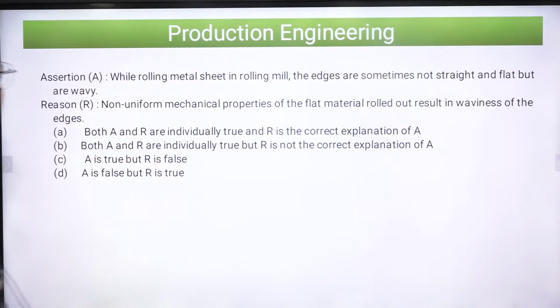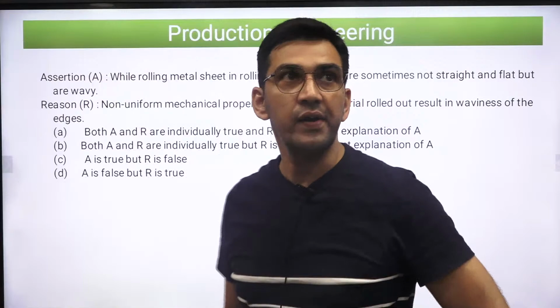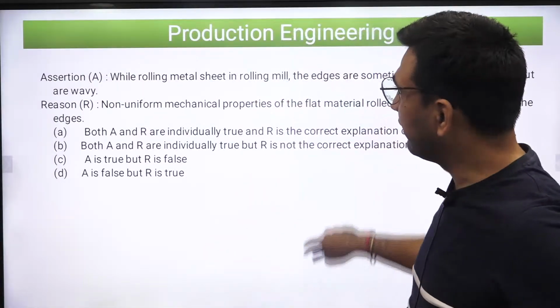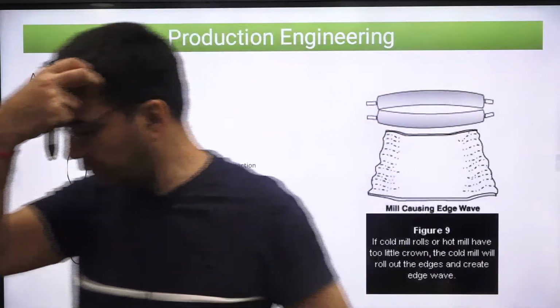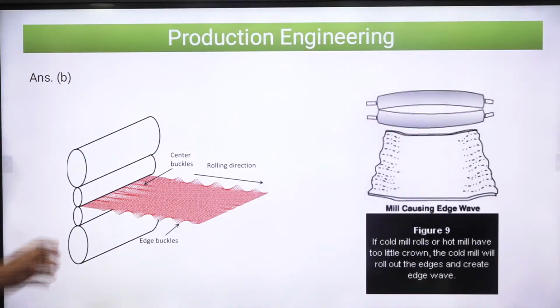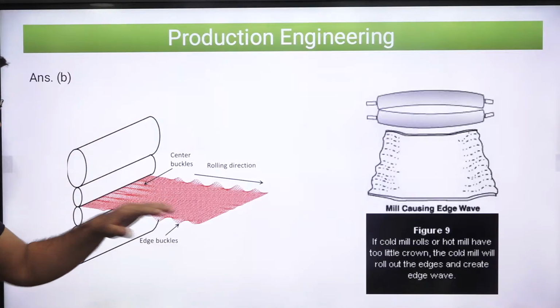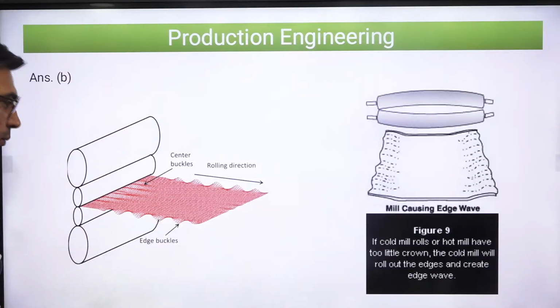Okay, so I think many of you are having this one A as an option, but anyway, just have a look. This is the state. Answer is going to be B. That is when you are rolling a sheet. So why are these edges formed?